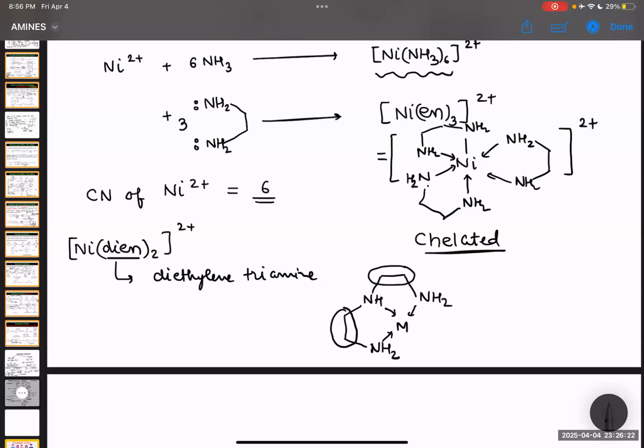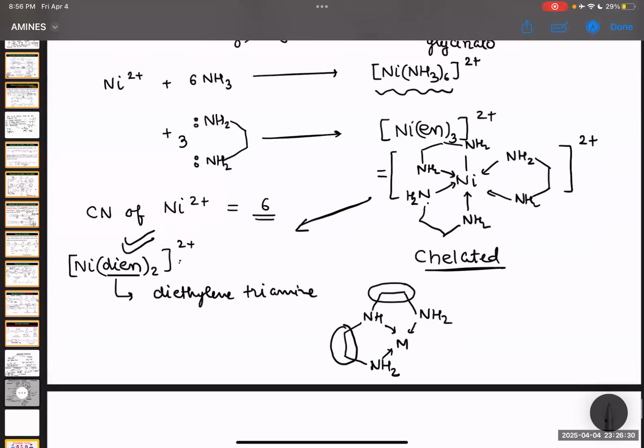And this is going to be more stable than this one. Okay, and this is going to be more stable than this one. Clear? I hope this is clear to you.